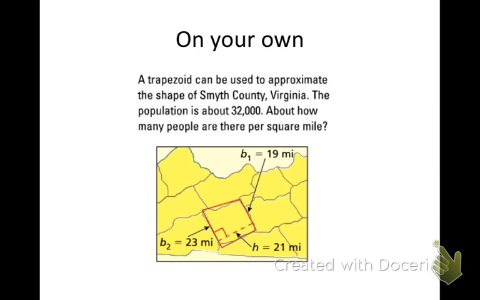Here we have another one similar to the practice problem I gave you. We have a trapezoid. Smythe County, Virginia, the population is 32,000. How many people are there per square mile? So look at what we just did. Follow the same exact process. I have base 1, base 2, and height written on the map for you. You just need to plug in those numbers and get to work. Plug your answer into the text box on the right, and we'll do some math problems later in class or tonight for homework.